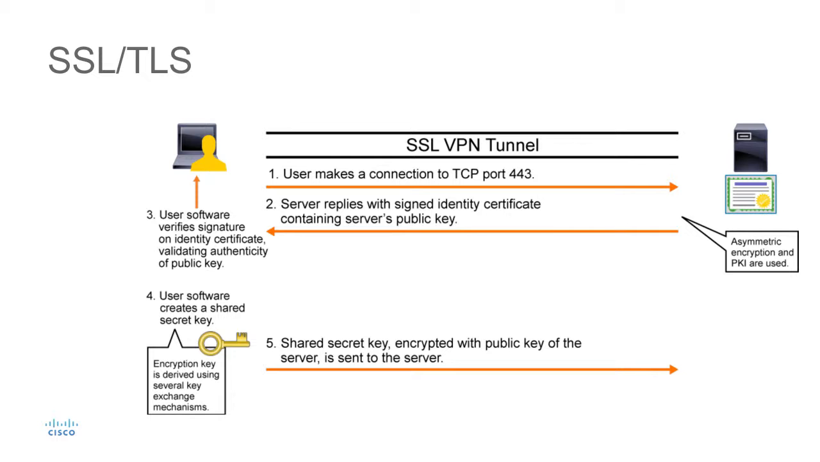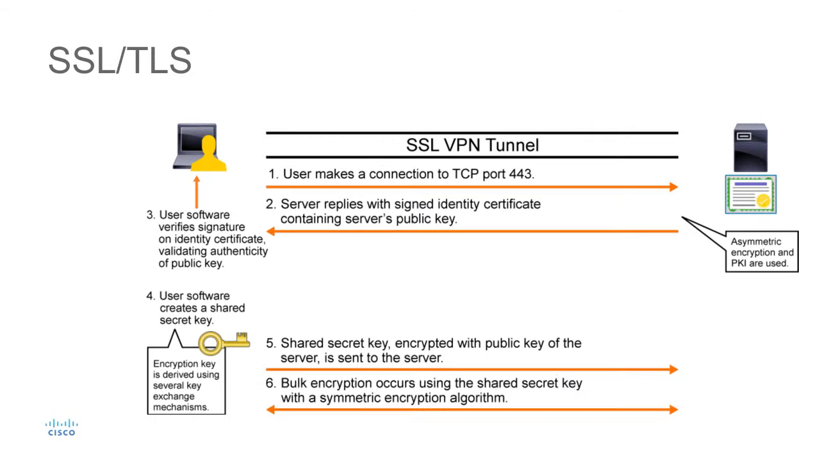The server then retrieves that encryption key, and then from this point on, we can do bulk encryption, and that's going to use that shared secret key. And now we've switched from the asymmetric encryption, where PKI was being done, to the real-time traffic, where we're using a symmetric encryption algorithm like AES for the real-time packet transfer.